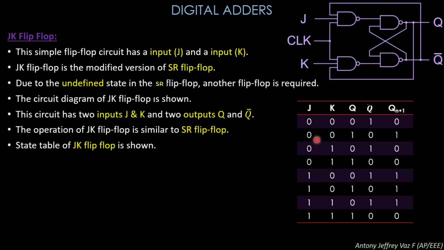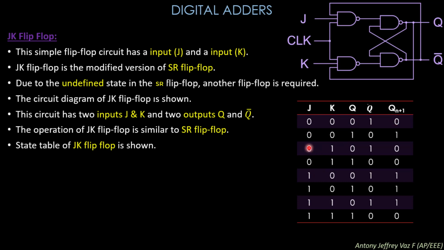So this represents that when both the inputs J and K are 0, then the previous state, that is the Q state, remains the same in the next state. So there is no change between Q and Qn plus 1. If Q is 1, Qn plus 1 is also 1. If Q is 0, Qn plus 1 is also 0. So J and K don't change, so Q and Qn plus 1 don't change.